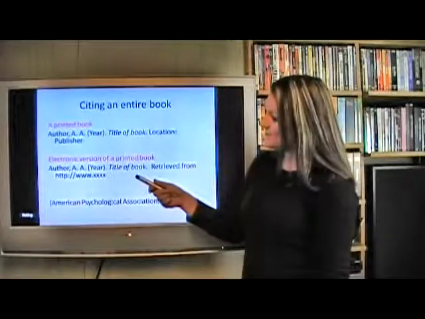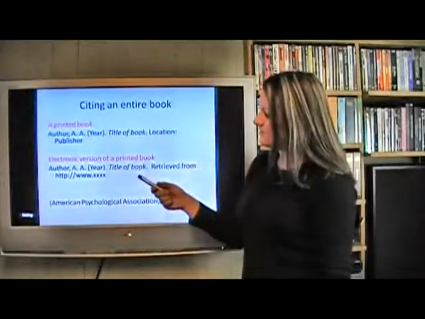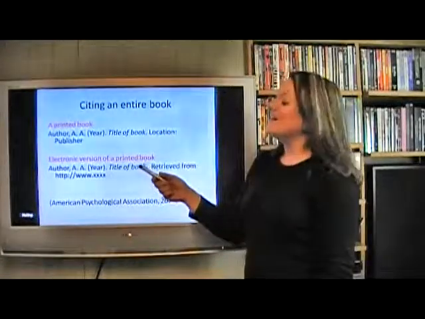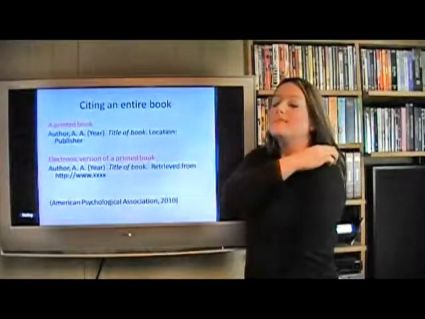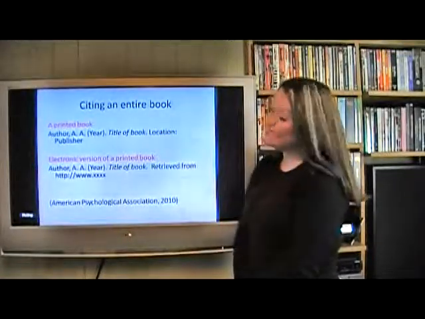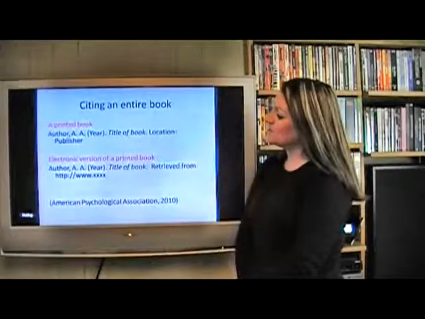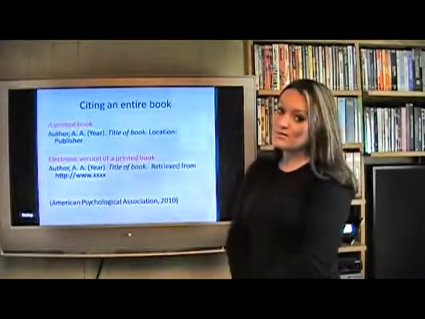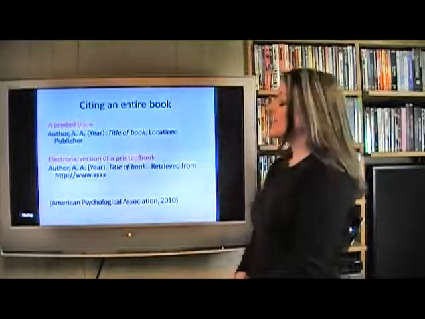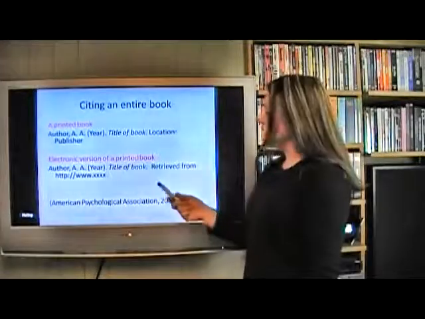We have the last name of the author, the first initial, the middle initial, the year, and the title of the book, all the same. The title of the book is italicized as well. The difference is, in the printed book, you need to list the location and the publisher, just like we did before when we did the chapter of the book. But in an electronic version of the book, we list the URL.